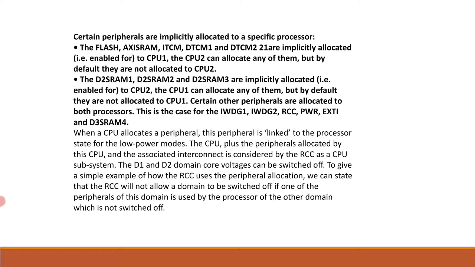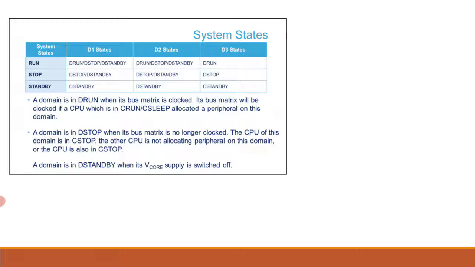So let's look at the following table, which gives a simplified view of the system states versus domain states. A domain is in DRun mode when its bus matrix is clocked. Its bus matrix will be clocked if a CPU which is in CRun or CSleep mode allocates a peripheral on this domain. A domain is in DStop mode when its bus matrix is no longer clocked, the CPU of this domain is in CStop mode, and the other CPU is not allocating peripherals on this domain, or the CPU is also in CStop mode.